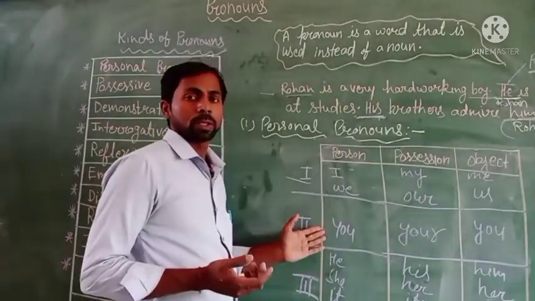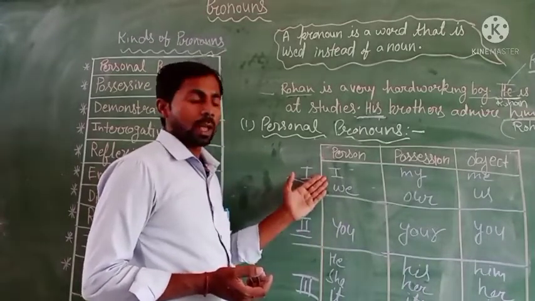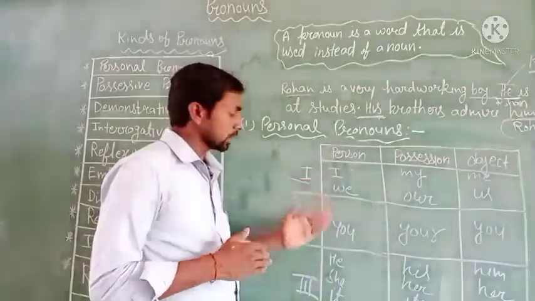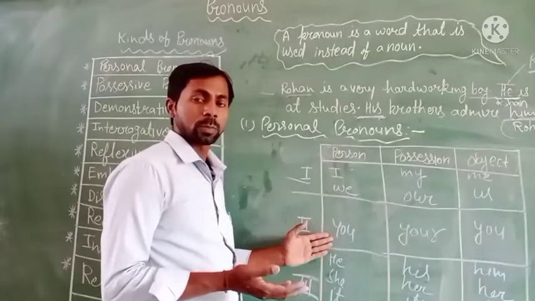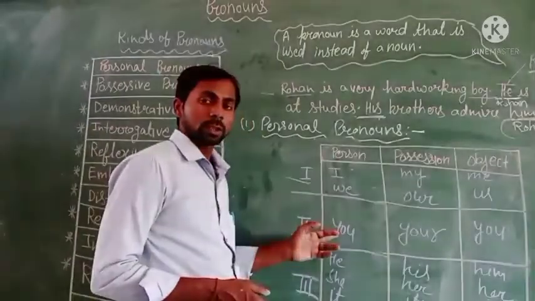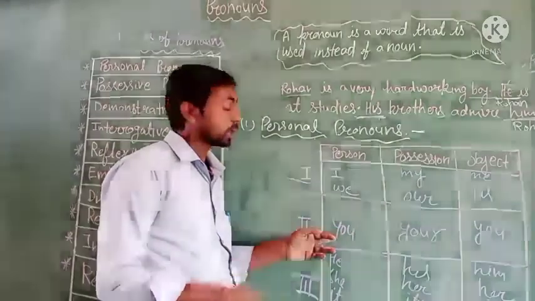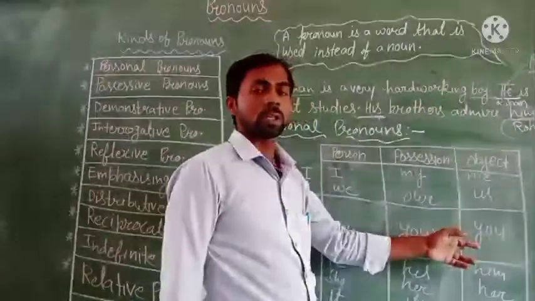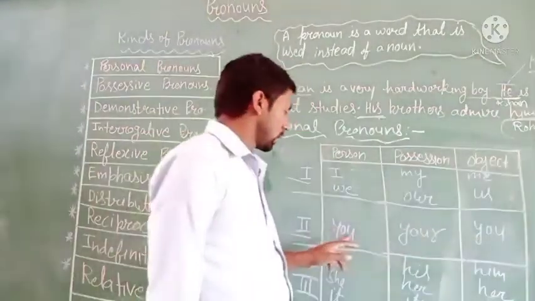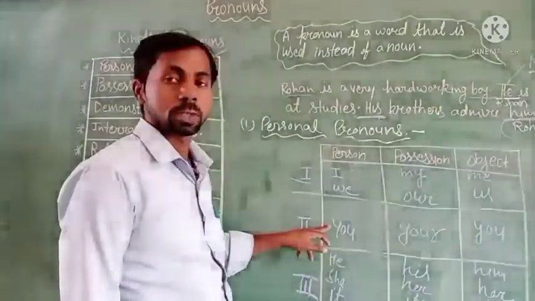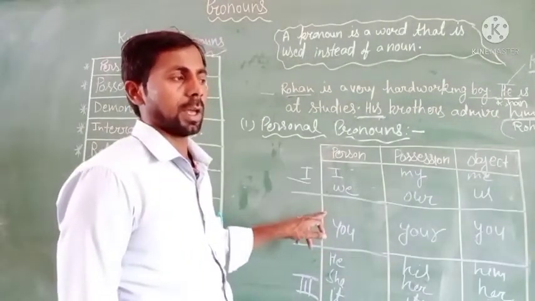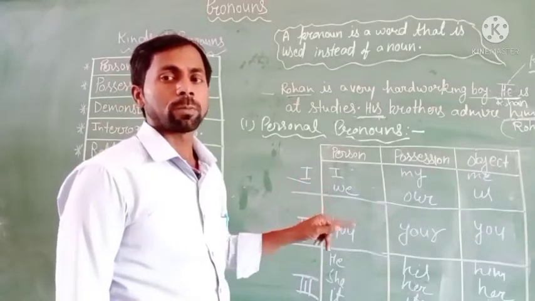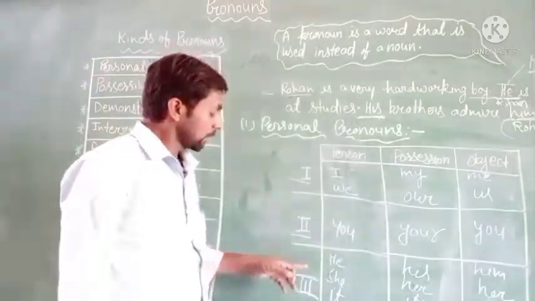"You" is the second person. It is the speaker and it is the listener. If the speaker says something, then the listener listens to the speaker. So "you" is the second person, its possessive will be "your", and its objective will be "you". We can use this as a singular subject and plural subject according to the sense of the sentence. Clear? Next is the third person.